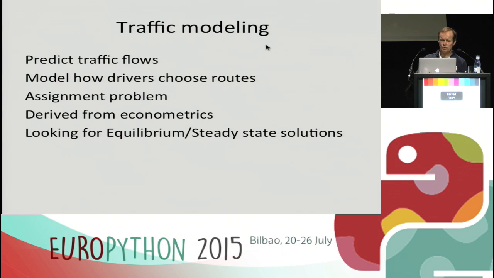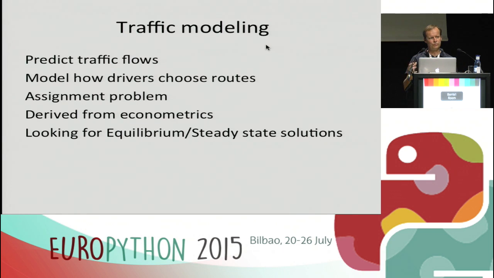So what I've been working with is a model that considers how people actually choose where to drive. So it's kind of a selfish model for drivers, and in the research it's usually called the assignment problem. It's how to assign drivers to different routes in a network. The basic principles are derived from econometrics, and it's based on finding equilibriums and steady state solutions. So it's kind of a static model.